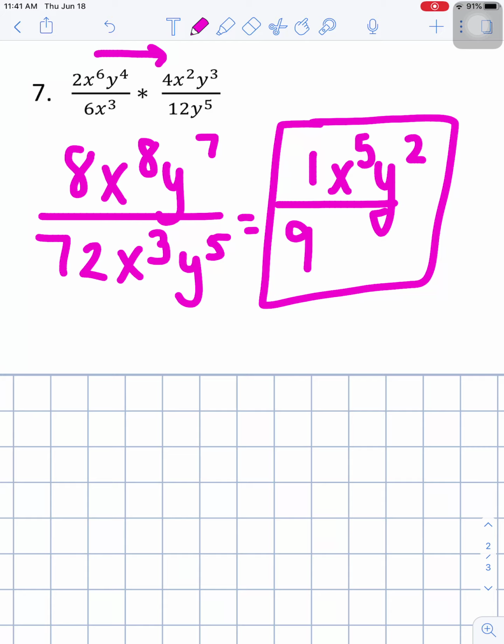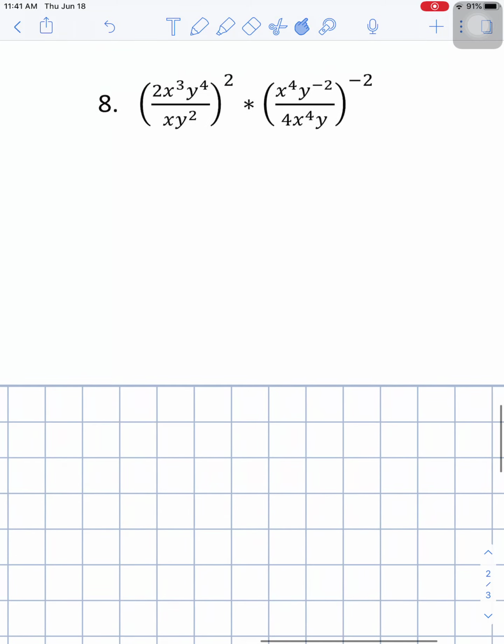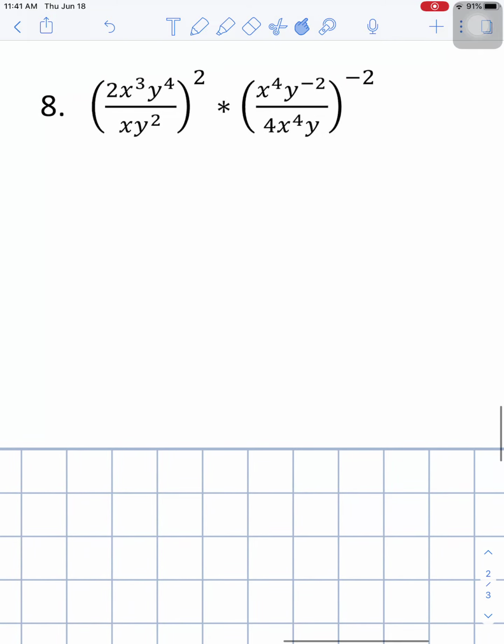All right, when you multiplied and reduced, you should get 1/9 x to the 5th y squared, or if you wrote it like I did, 1 x to the 5th y squared all over 9. All right, now number 8 looks crazy. I put it in here because you know what? If you can solve this, I would say that you are a master at exponents.